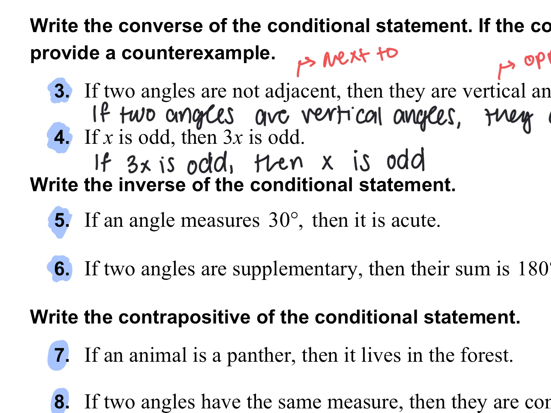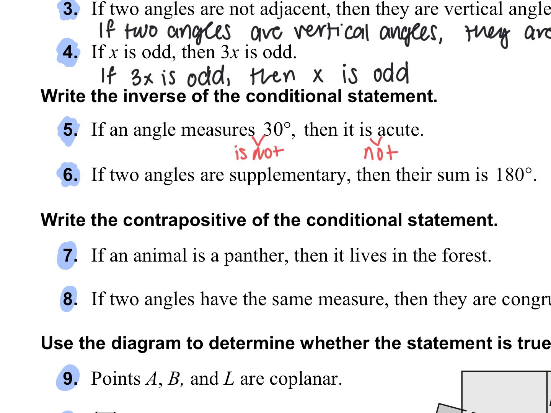All right, so what am I just adding? What am I adding to this? Not. The word not, that's all. It's going to stay the same pattern. If an angle is 30 degrees, okay, then it is acute. I'm just adding the word not in there. So if an angle measure is not 30 degrees, then it is not acute.